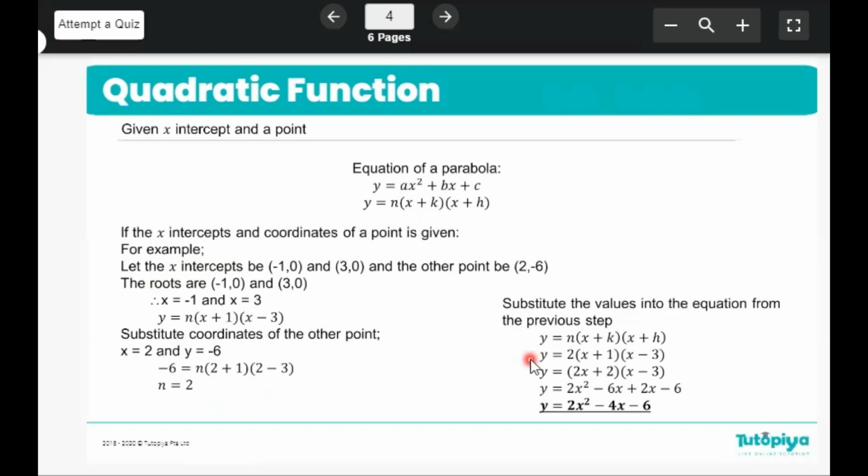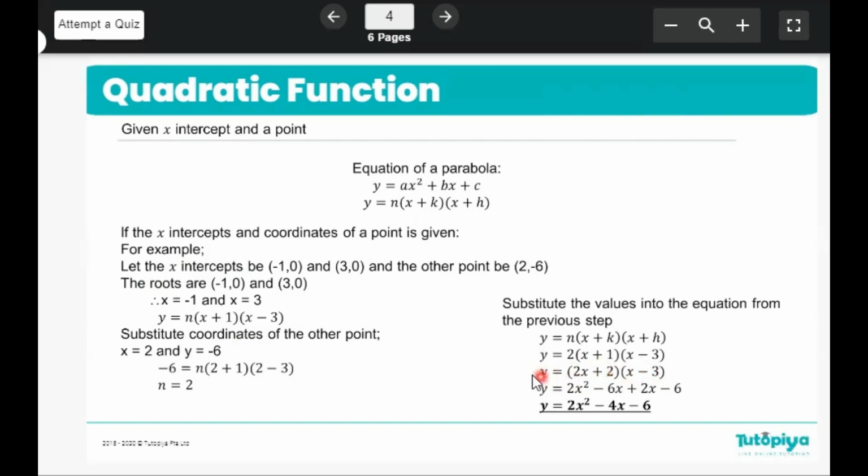If you put all of that together, so that's the value of n, k, and h together into our equation, we have y equals 2 times (x plus 1) times (x minus 3). And what we can do to get the equation in our standard form, that's in the format of ax squared plus bx plus c, is we can just go ahead and expand this equation. So we can start expanding step by step. The first thing that we would do would be doing 2 times (x plus 1), which would give us 2x plus 2. And then we would multiply this by (x minus 3).